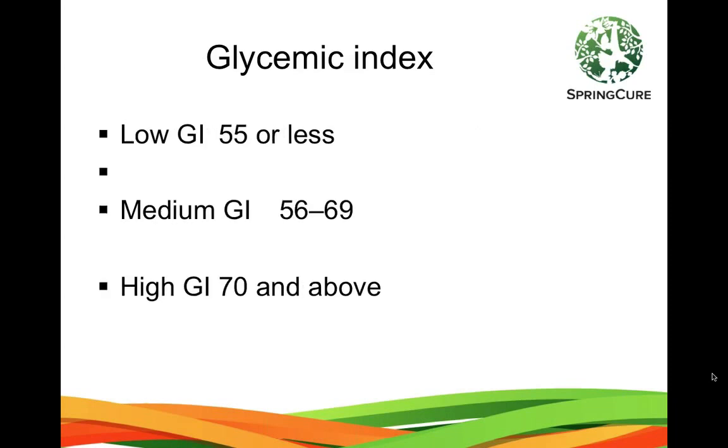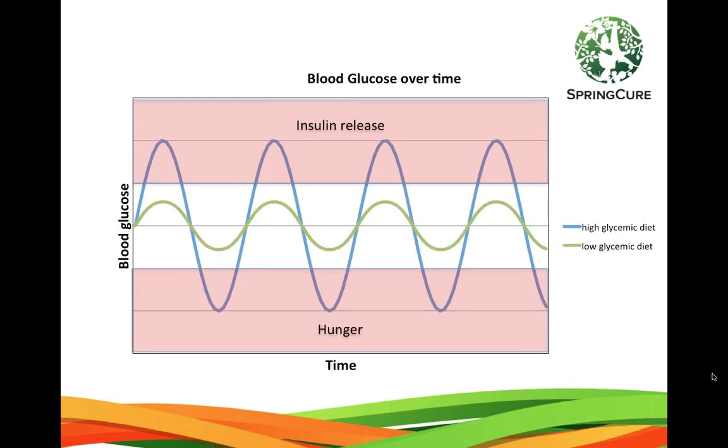Glycemic index of 55 or less is considered low glycemic. Things that have a glycemic index of 56 to 69 are considered medium glycemic, and high glycemic is 70 and above. So ideally, what we want to be choosing are low glycemic foods that keep our blood sugar within the safe zone so that we don't get excessive insulin release or excessive hunger driving fat storage or excessive eating.